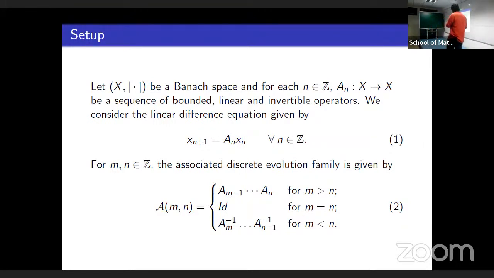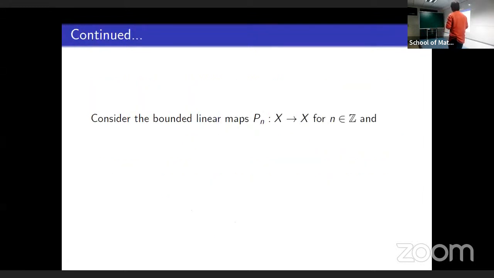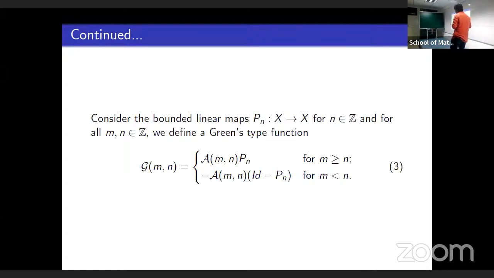With this discrete evolution family, next we consider bounded linear maps P_n on the Banach space X. Using these P_n maps and the discrete evolution family, we define another two parameter operator, G. For m greater than or equal to n, it is given as a composition of the evolution family with the linear bounded maps P_n. And for m less than n, it is a composition of the evolution family with identity minus P_n maps with the negative sign. Note that this operator G is important in our case because all of the assumptions are in terms of this operator.